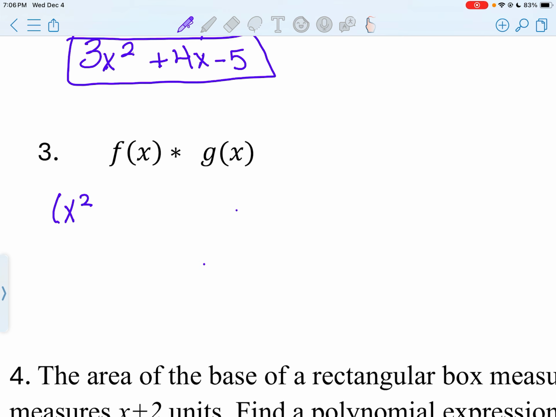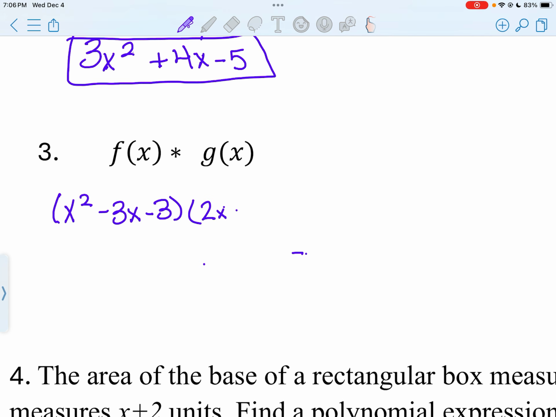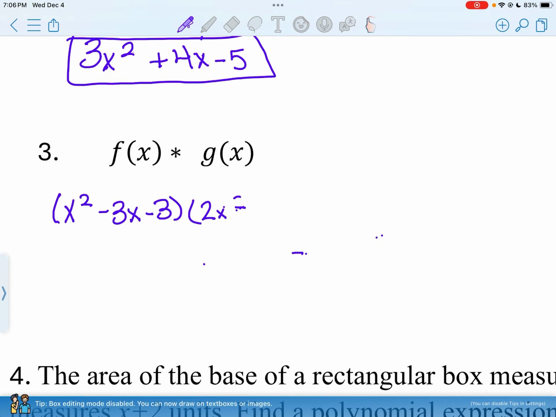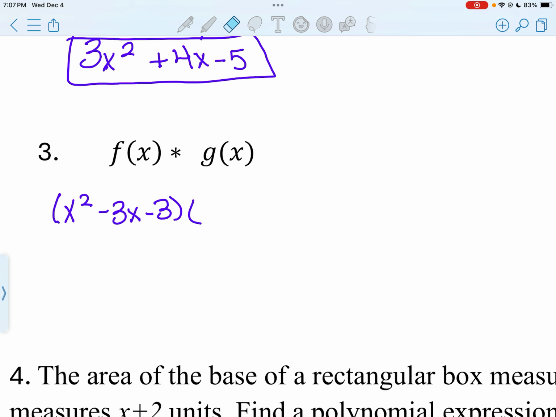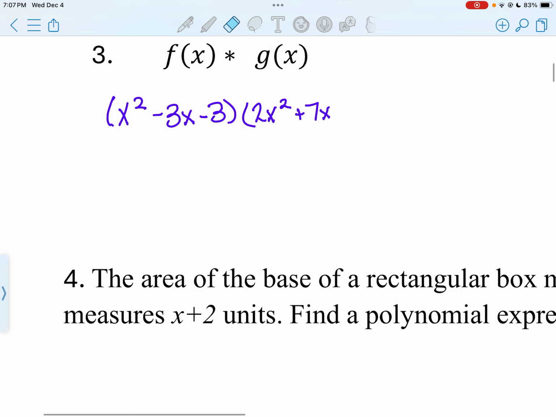x squared minus 3x minus 3 times 2x squared plus 7x minus 3. Not minus 3, that's a minus 2. Forgive me, y'all.